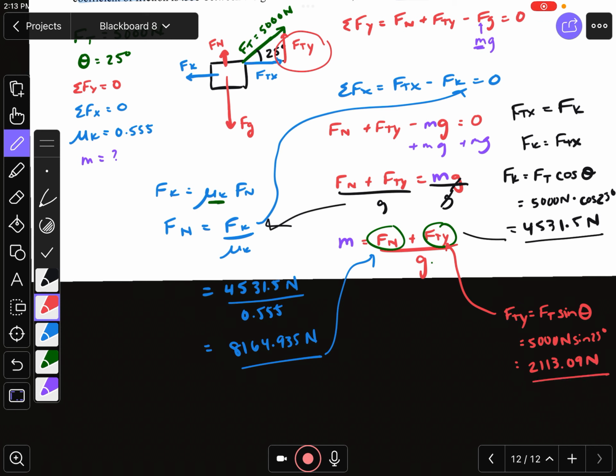Okay. So I have 2113.09 newtons. Okay, and now I'm ready to go ahead and calculate my final mass, finally. So I have Fn is 8164.935 newtons plus 2113.09. And I'm going to put that in parentheses.